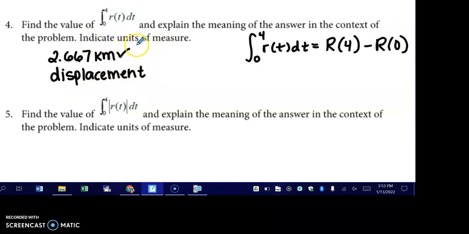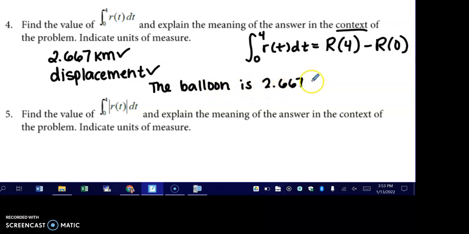Indicate units of measure, I did that. Displacement is the concept. In the context of the problem, I should say the balloon is 2.667 kilometers off the ground because our reference point was the ground, and so we are 2.667 away from our reference point.